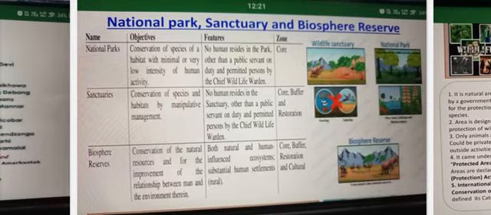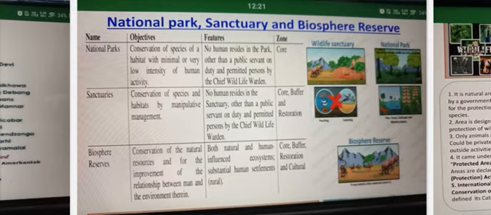National Park objective: conservation of species and habitat with minimal or very low intensity of human activity. Features: no human resides in the park other than a public servant on duty and persons permitted by the Chief Wildlife Warden. Core region. National Park is the core region.